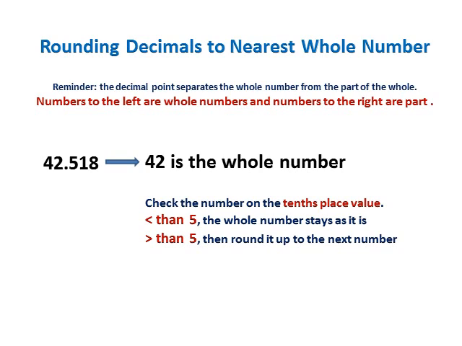So in order for us to round this into the nearest whole number, check the number in the tenths place. For 42.518, what is the number in the tenths place? It's 5, right? So you check the number in the tenths place. If it's less than 5, then 42 stays as 42. But if it is equal to or greater than 5, then you round it up to the next number. So in this case, since 5 is equal to 5, 42 becomes 43. So 43 is the whole number now.